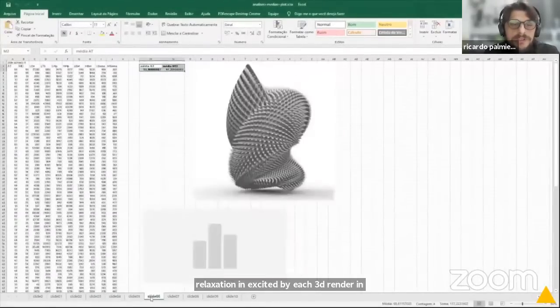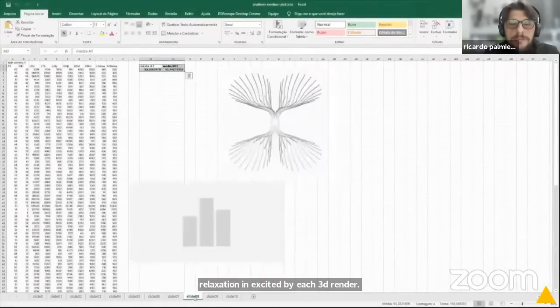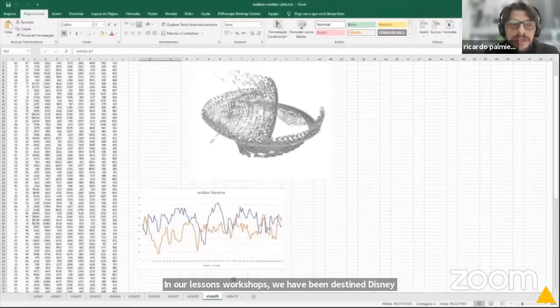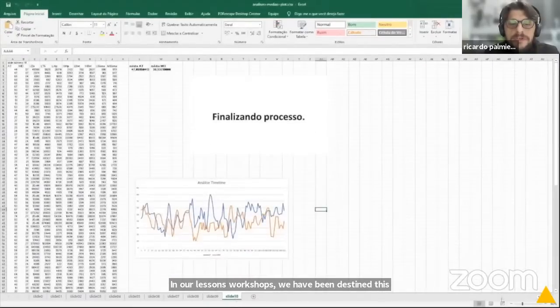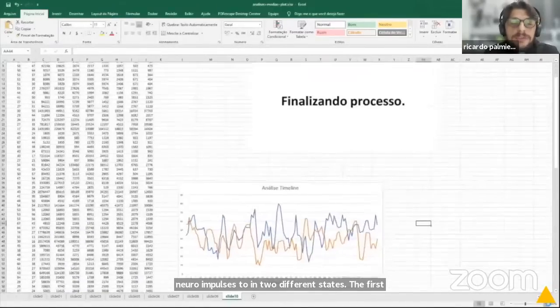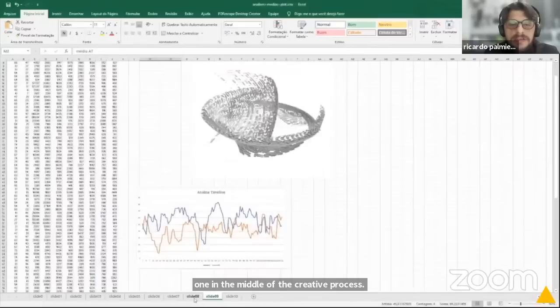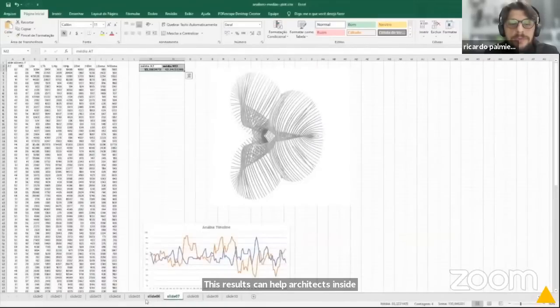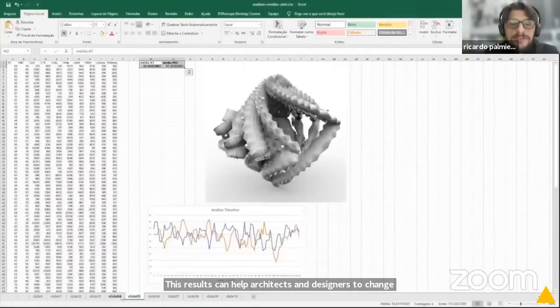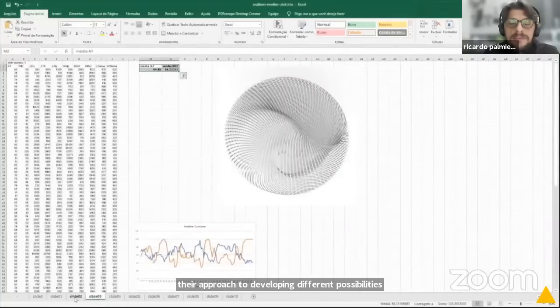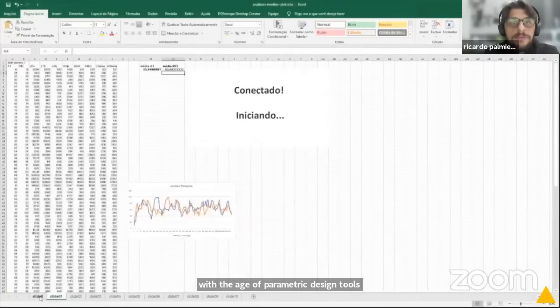In our last workshops, we have been testing these neural impulses during 2 different stages. The first one in the middle of the creative process, and the second one at the final presentation. These results can help architects and designers to change their approach, developing different possibilities with the aid of parametric design tools like Grasshopper and Rhino.